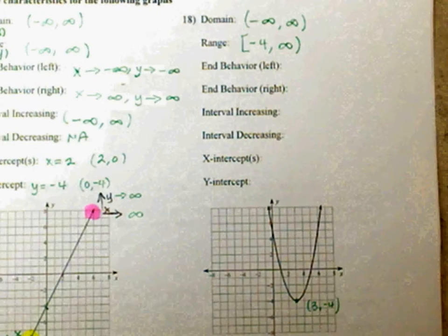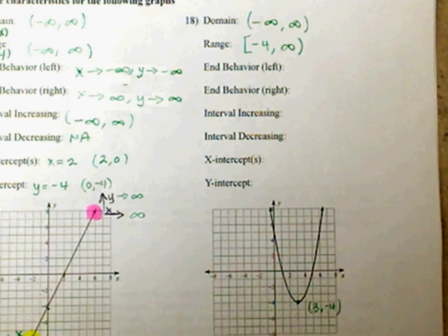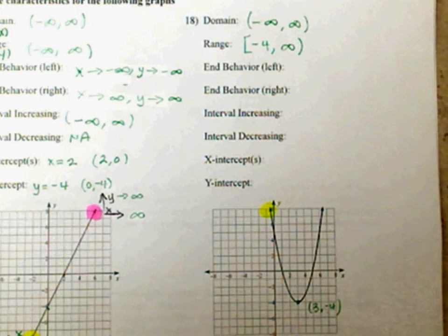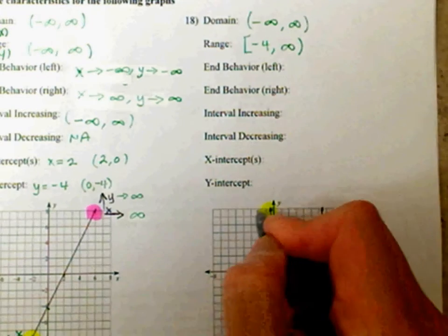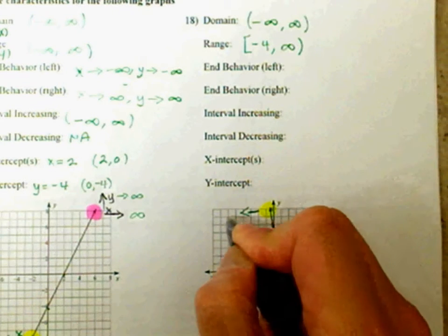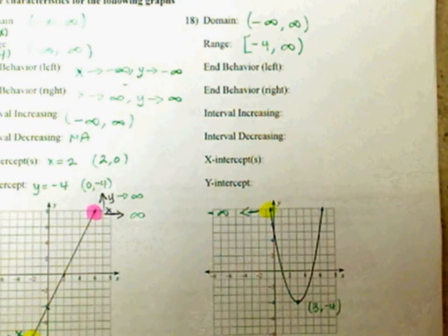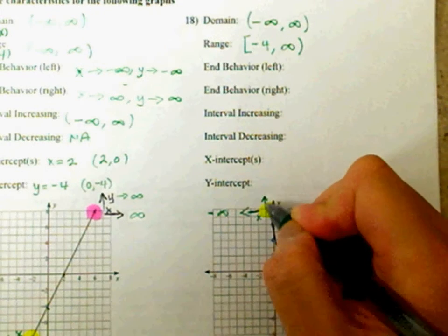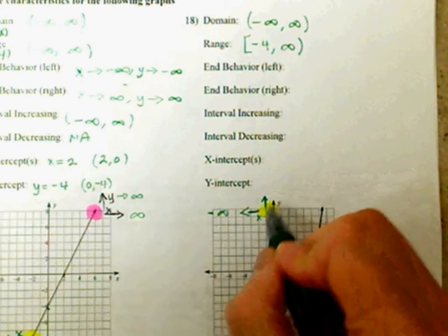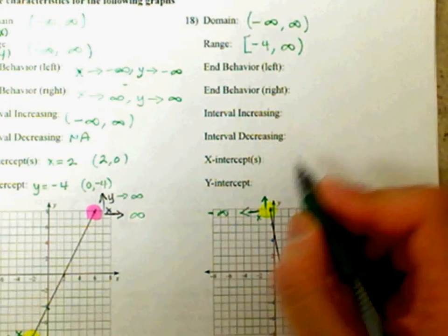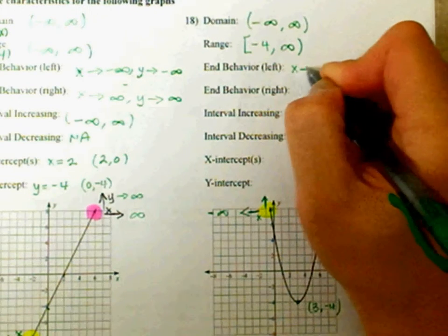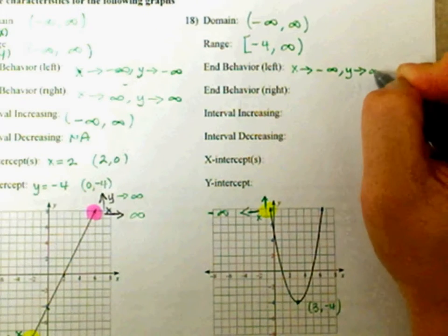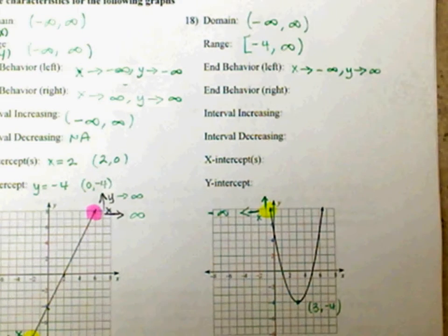Your end behavior on your left, that would be this one right here. What is taking place at that moment? Your x value is coming from negative infinity, it's heading in that direction for your x. But what is taking place for the y? It's heading toward positive. So you would write, as x is approaching negative infinity, my y is approaching positive infinity. Okay, don't forget your commas.